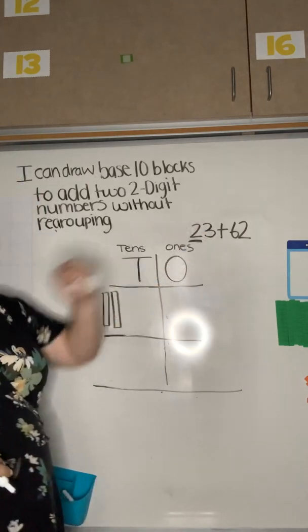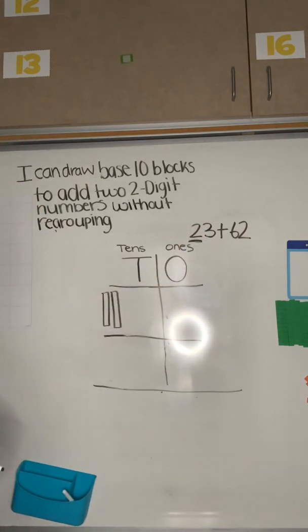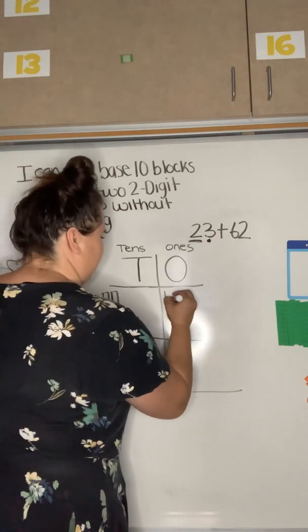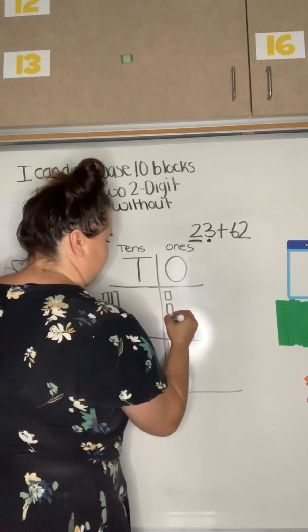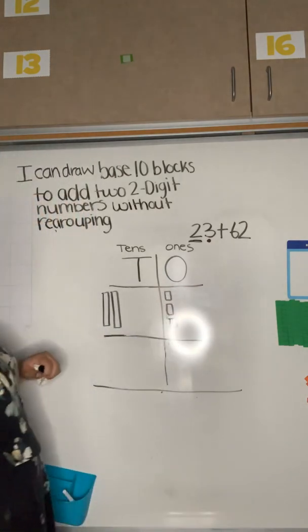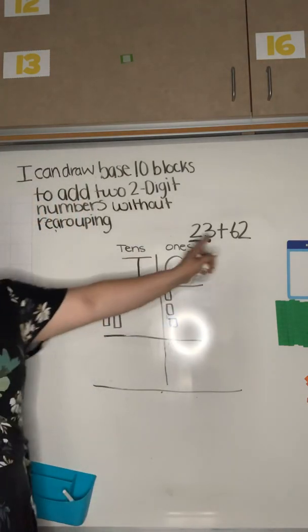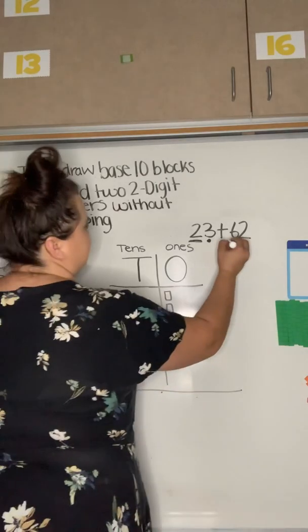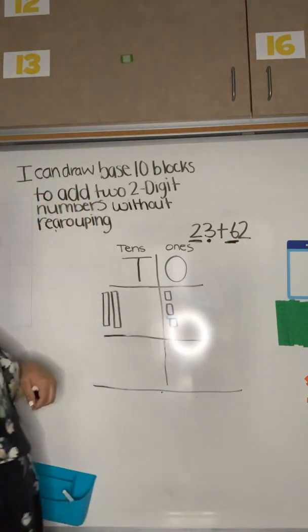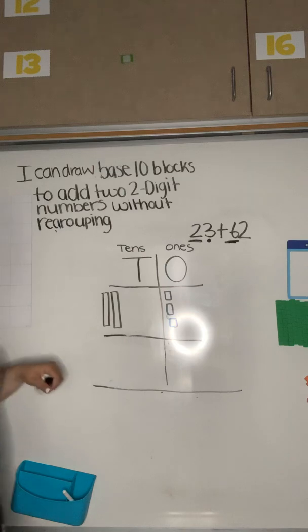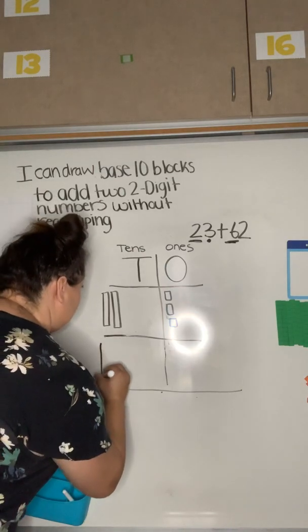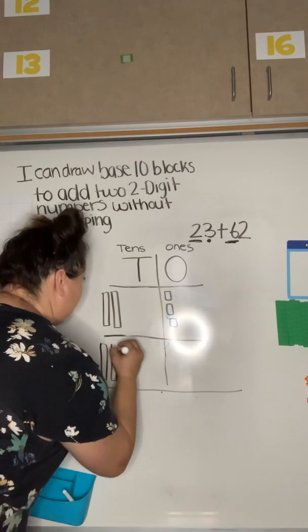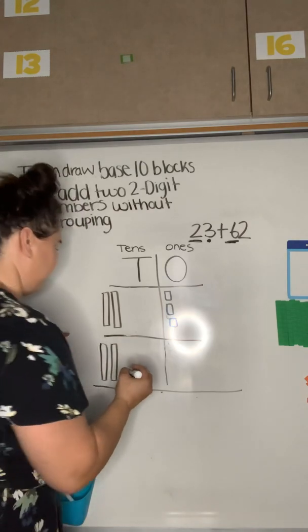Now, how many ones do we have to draw? 3, good job. So I'm gonna draw 1, 2, and 3. Now let's go over to the number 62. How many tens do we need to draw? How many tens does 62 have? 6, good job. So I'm going to draw 6 rods. Remember to keep space in between so they don't look smashed together, okay?